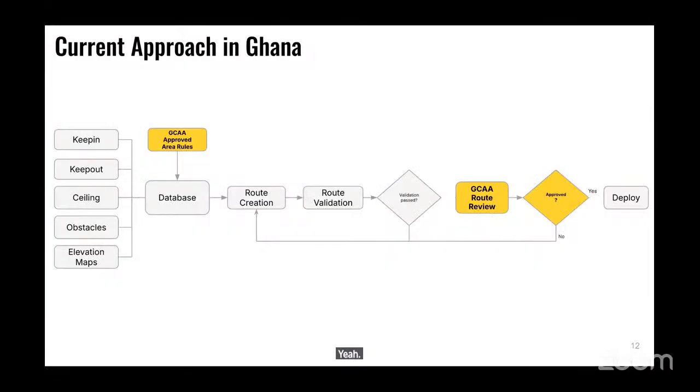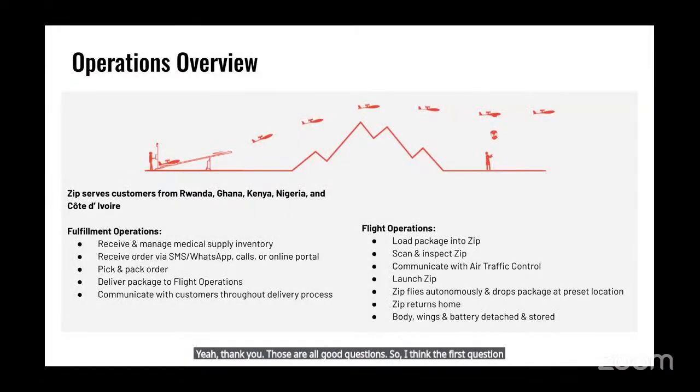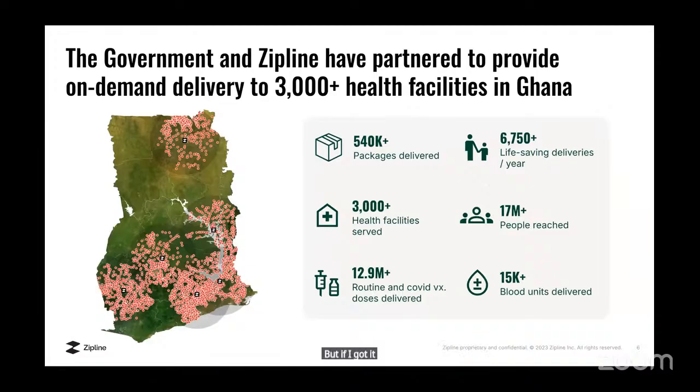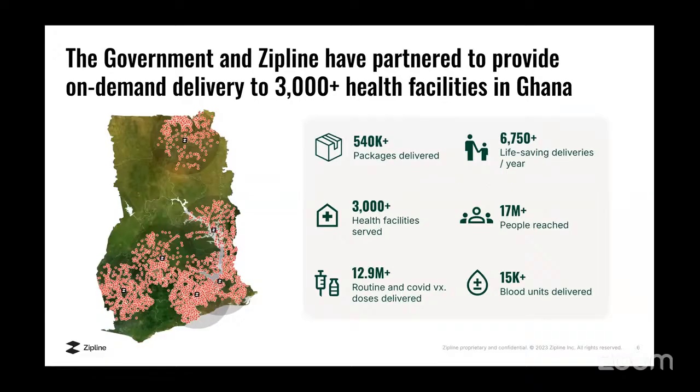Yeah, thank you. Those are all good questions. So I think the first question, you were breaking up for me a bit, but if I got it right, you were asking about areas where we are unable to reach. If a facility calls from an area like that, how are we able to fulfill the order? Did I get you right?